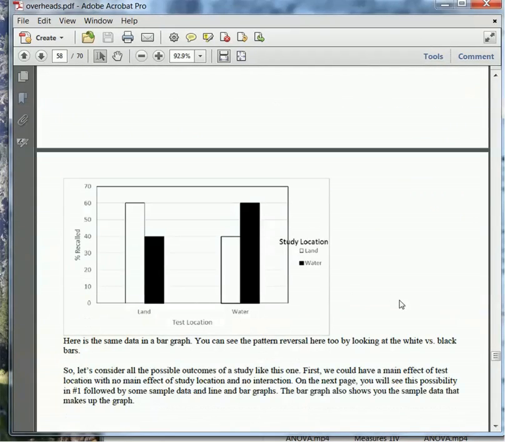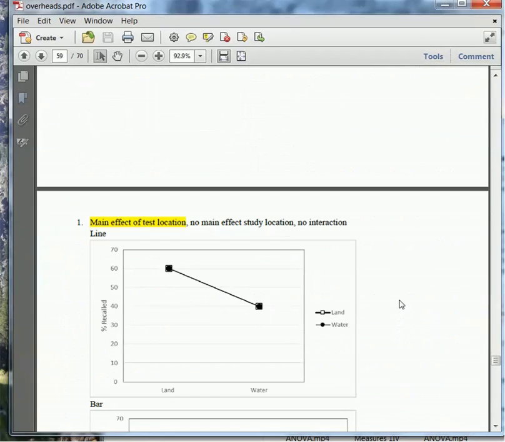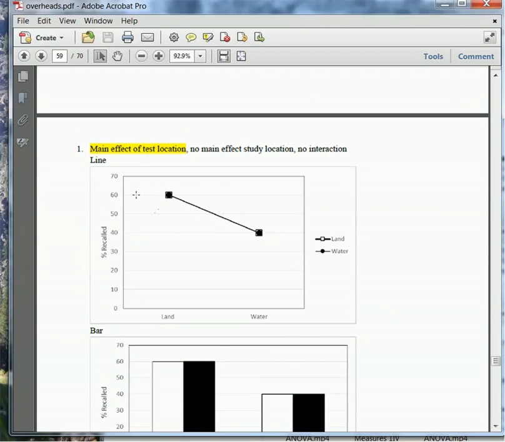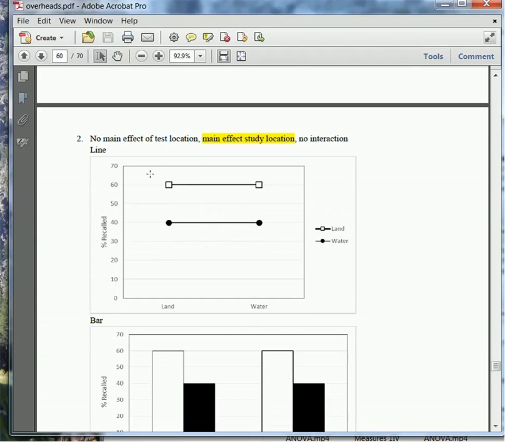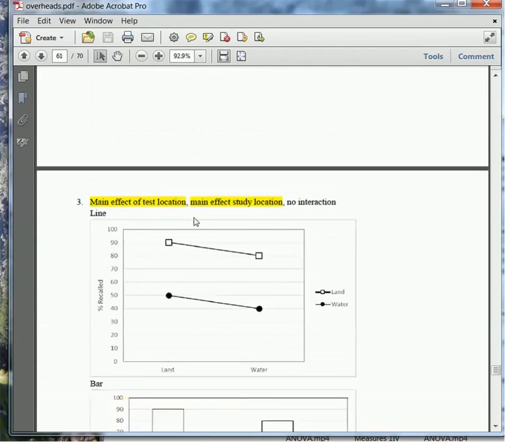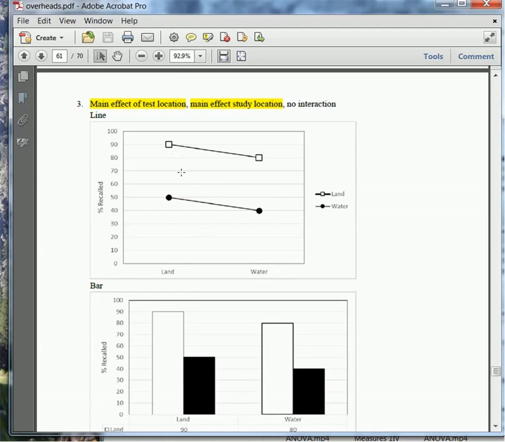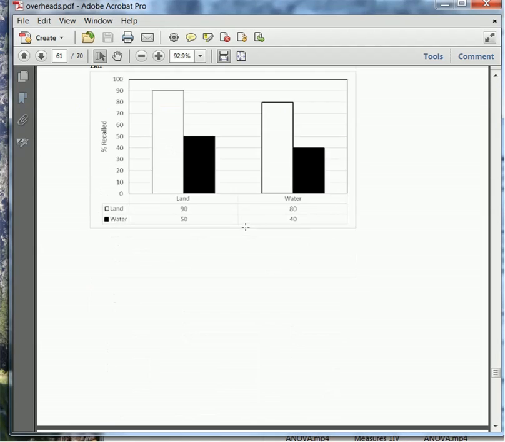That's not the only kind of interaction that we could have. You could have multiple types of interactions, which these overheads take you through all of the possible types. But the first one would consider each of the possible outcomes where you have no interactions. The lines are actually on top of one another, so they're parallel, so that wouldn't be an interaction. Lines are parallel, so no interaction. Two main effects here, but the lines are parallel, so no interaction.